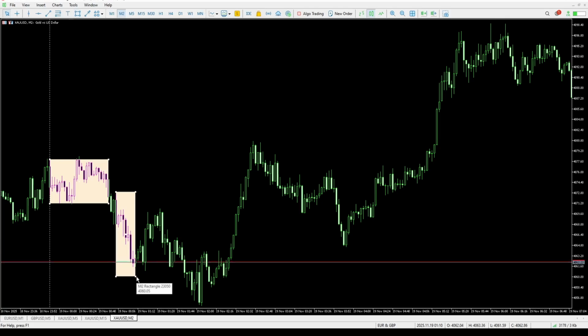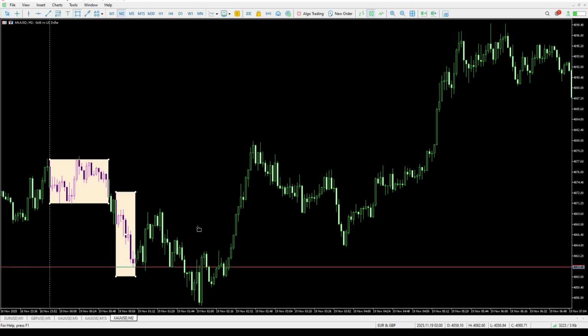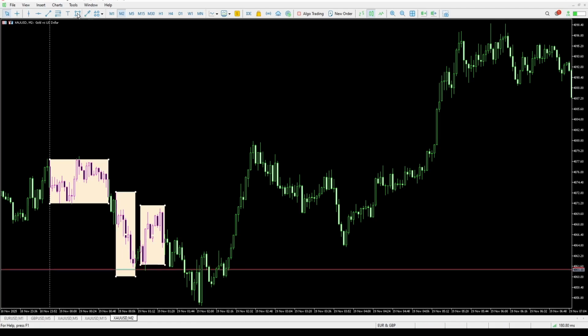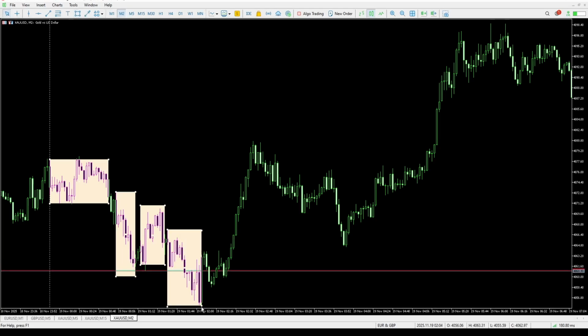And then after an expansion has happened, what do we expect? We expect a reversal, a ranging profile, or a retracement. In this case, we have a retracement profile. After a retracement profile, how many possible outcomes does it have? It has two possible outcomes: an expansion or a ranging profile. So in this instance, we then had an expansion profile to the downside.